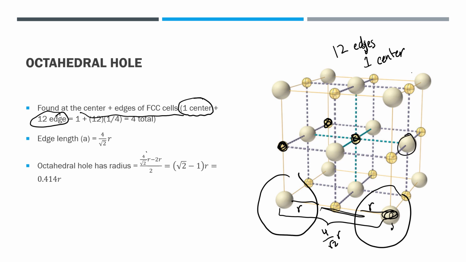So we have 4 over root 2 r minus the 2r that's already filled by the 2 atoms on the edges, on the vertices, right? And then that's the diameter of the sphere. So if we divide that by 2, we'll get the radius of the octahedral hole. When you plug in those numbers, we get root 2 minus 1 times r, which if we calculate that, is approximately 0.414 r. So you can see that compared to the cubic hole, these octahedral holes are smaller.